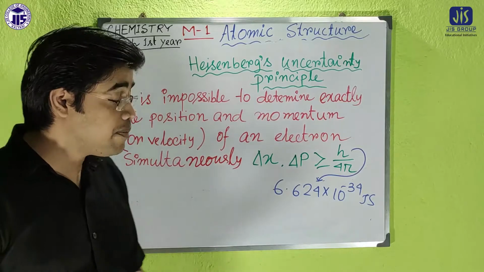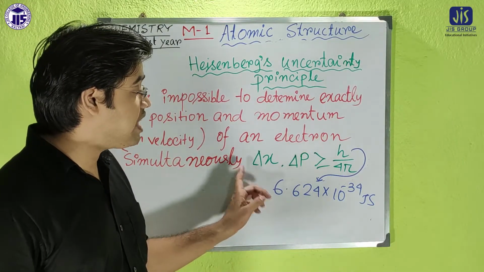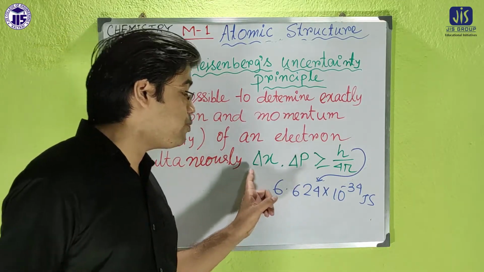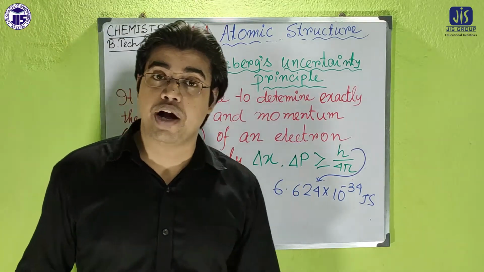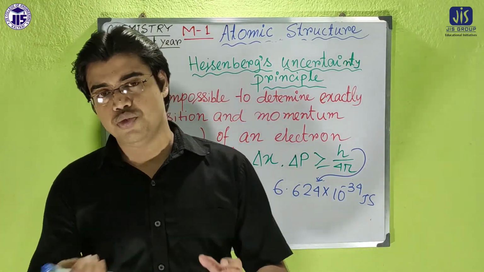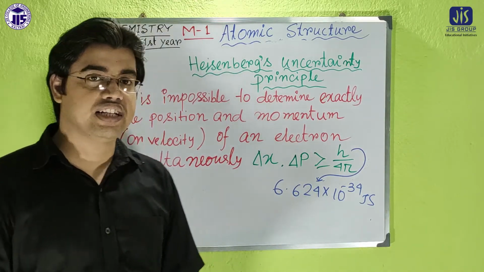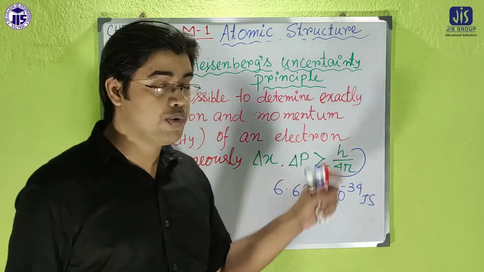Some kinds of numerical problems you can also see in the question paper. By applying that equation, at that time we have to use delta x into delta p equals h by 4 pi. But generally we have to use delta x into delta p greater than or equal to h by 4 pi.